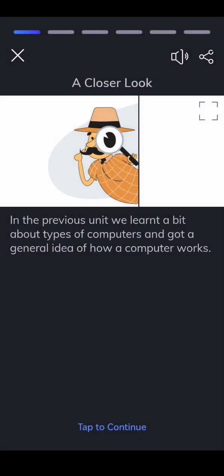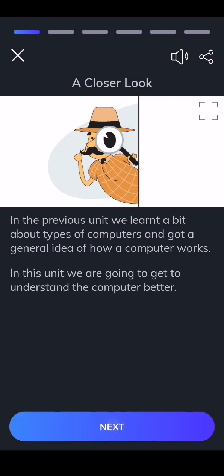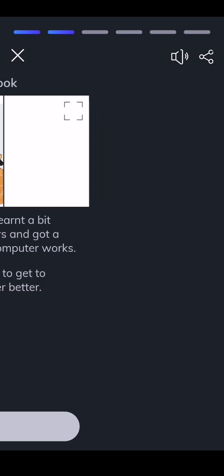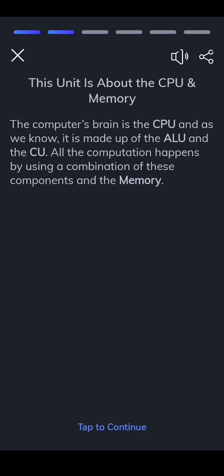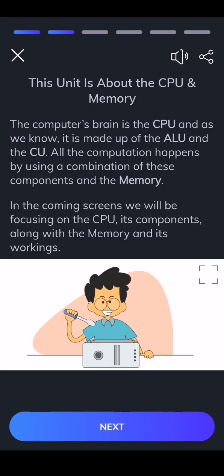In the previous unit we learned a bit about types of computers and got a general idea of how a computer works. In this unit we are going to get to understand the computer better. The computer's brain is the CPU, and as we know, it is made up of the ALU and the CU. All the computation happens by using a combination of these components and the memory. In the coming screens we will be focusing on the CPU, its components, along with the memory and its workings.